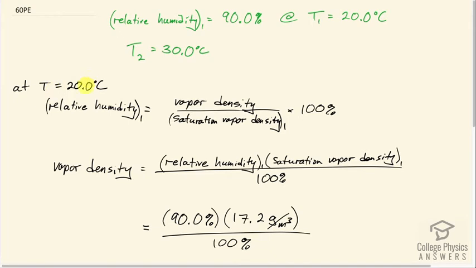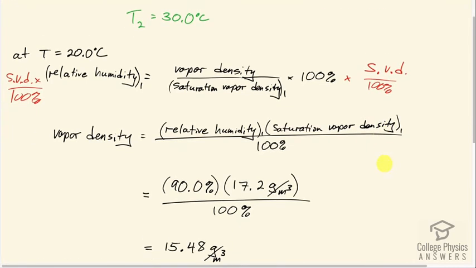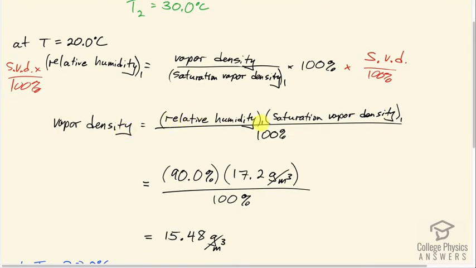So at 20 degrees Celsius, we have relative humidity number 1 is the vapor density that we're going to have to find, divided by the saturation vapor density at this temperature of 20 degrees times 100%. And we can solve for vapor density by multiplying both sides by the saturation vapor density, and then also divide both sides by 100%. And then you get this line here. So vapor density is the relative humidity number 1 times saturation vapor density number 1.